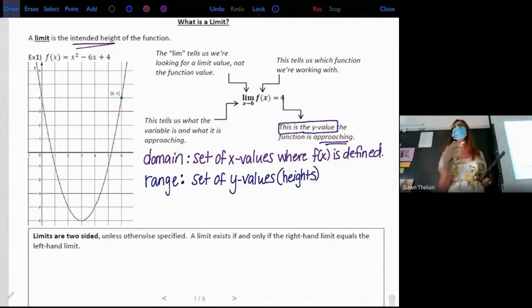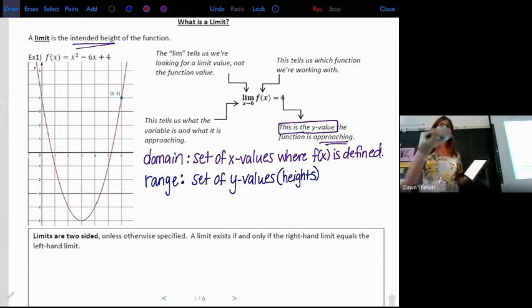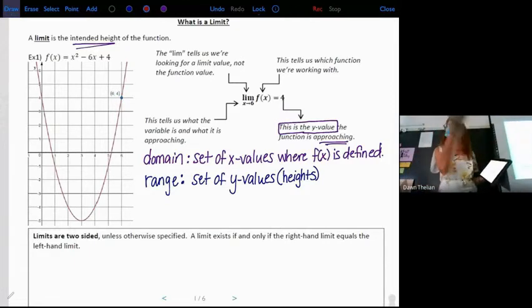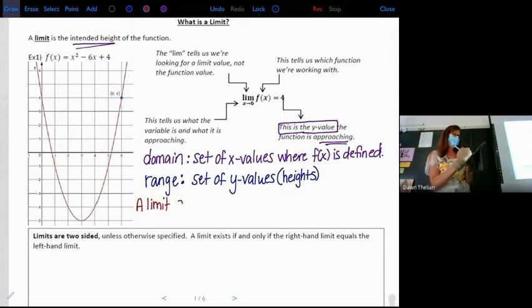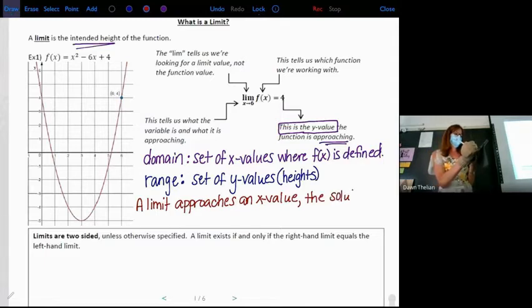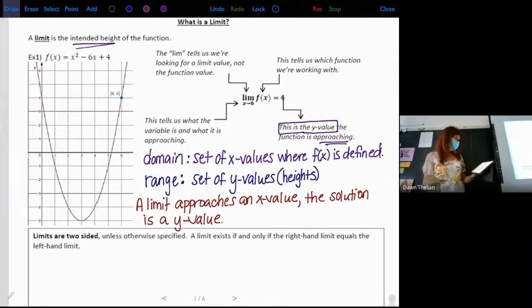These y values are going to be your solution. We say a limit approaches an x value, but the solution is a y value. A limit approaches an x value. The solution is a y value.